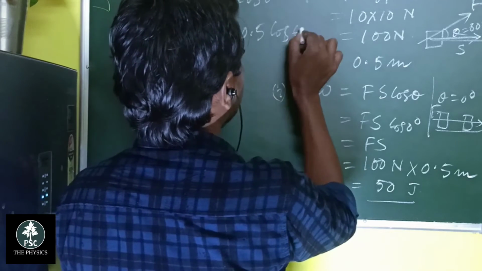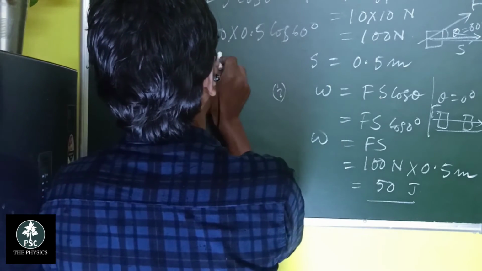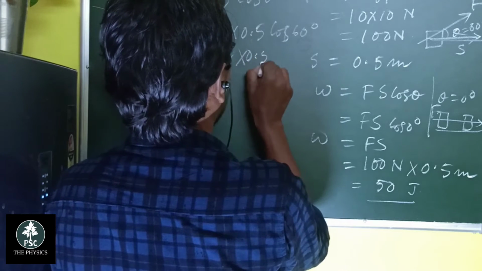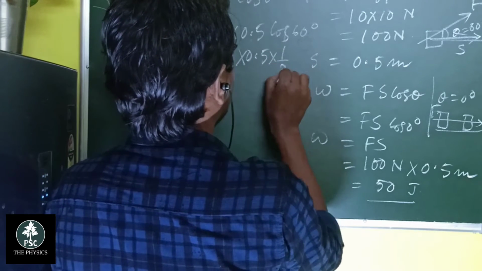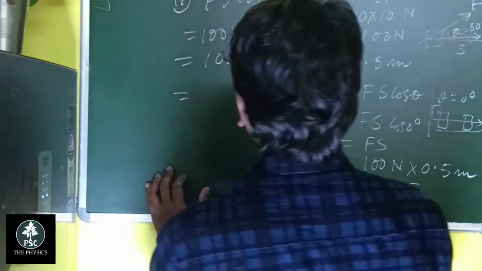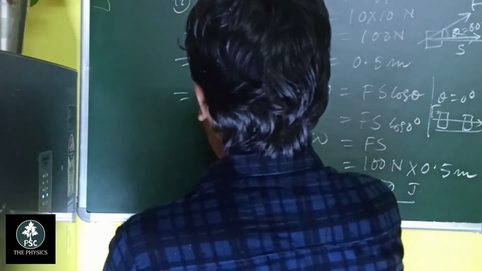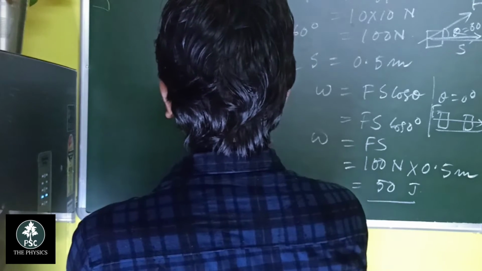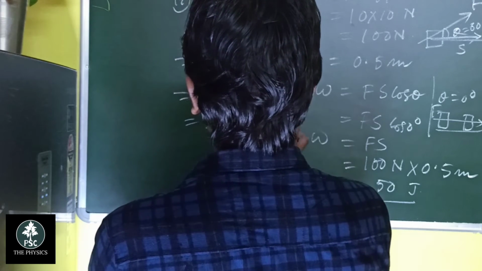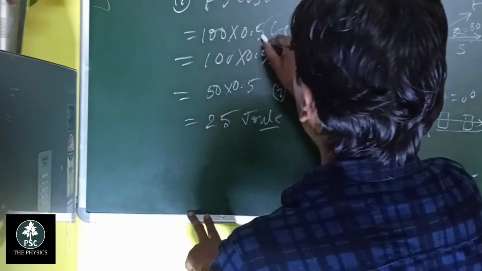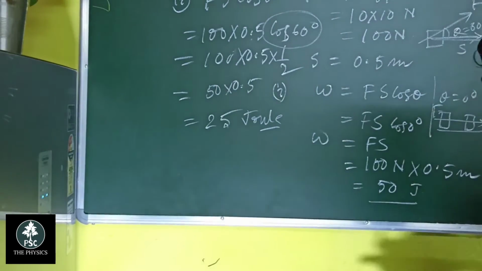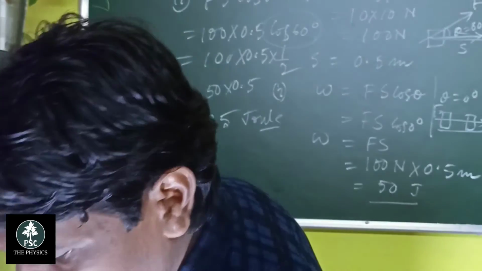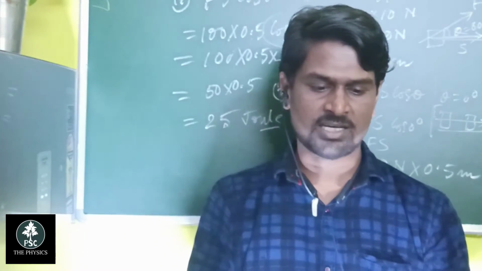So cos 60 degree means half. So 100 into 0.5 into half. So this is 50 into 0.5, so 25. So 25 joule. Or you can say that since cos 60 degree is half, so 50 by 2, that is 25. So 25 joule of work is done.